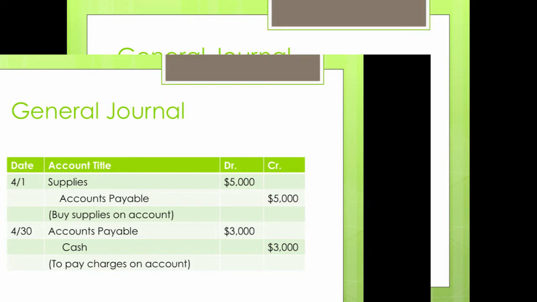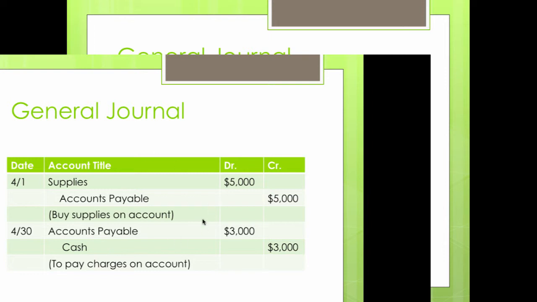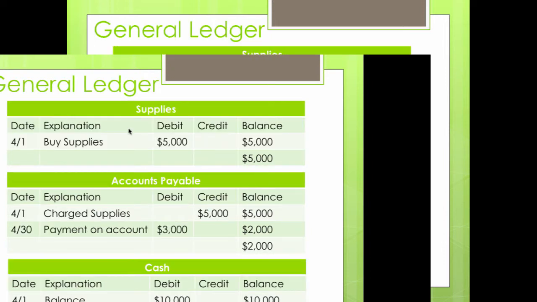Once you finish with the journal, and remember, a journal is like your credit card statement where everything that happened throughout the month, you record it there in chronological order. But now you want to separate it based on each account, right? So that's where the general ledger comes in. You're going to take all of these transactions and separate them, lumping all the supplies transactions together, and all the accounts payable transactions in another category. So here we're going to have the supplies account, the accounts payable account, and the cash account.